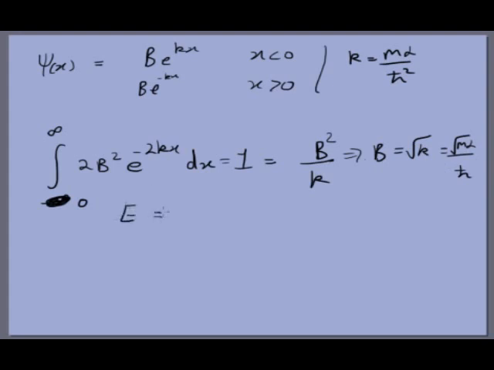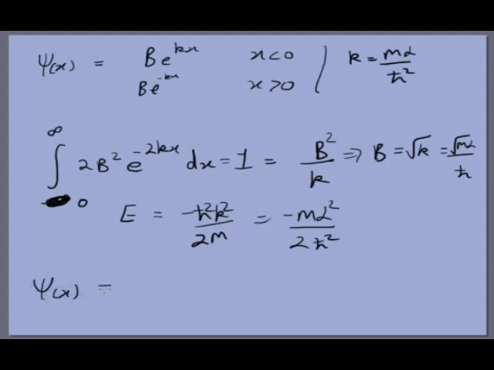The energy is equal to minus h squared k squared by 2m, because this was the original definition of k, root of minus 2mE by h squared, right? So this is the energy, which if we calculate it, put the value of k, comes out to be minus m alpha squared by 2h squared. So this is the final solution.